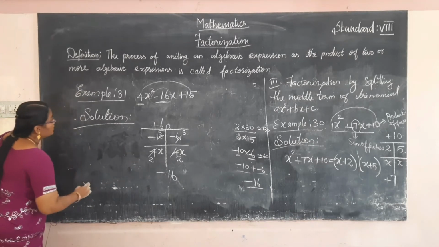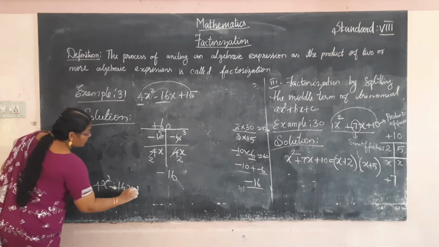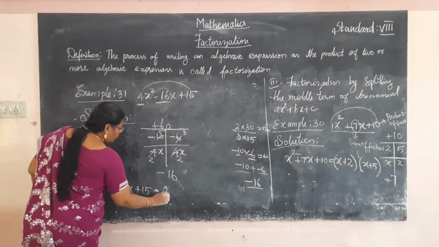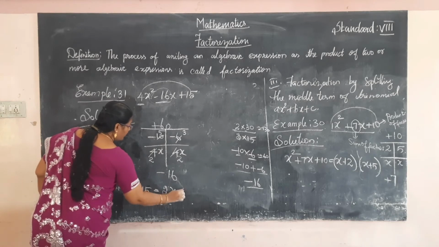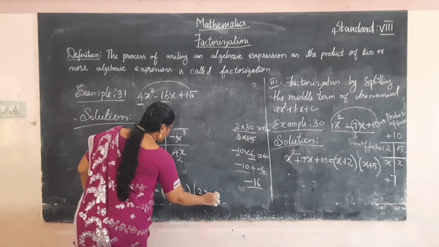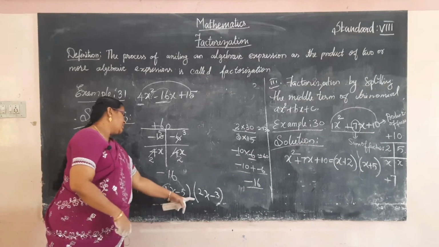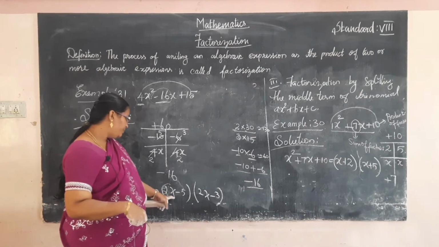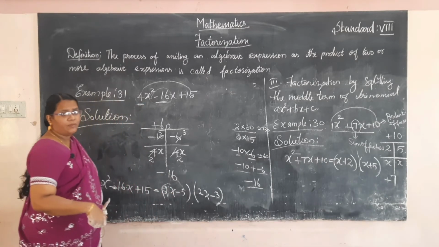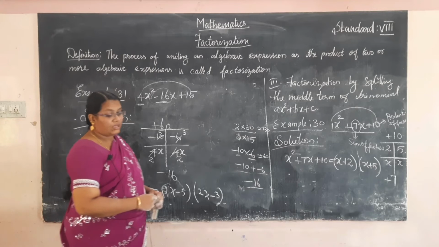Now write the answer. What do we get? 4x squared minus 16x plus 15 is equal to 2x minus 5 into 2x minus 3. That is the answer for this problem. If you need to check whether your answer is correct or not, multiply these two factors and we get this algebraic expression. That is for your verification.